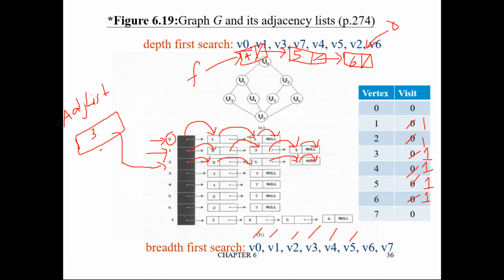Now adjacency list of 3 is this. First we will see whether 3 is visited. Yes, visited. Where 3 is pointing, 1. Is it visited? Yes. Go next. 7. Is it visited?